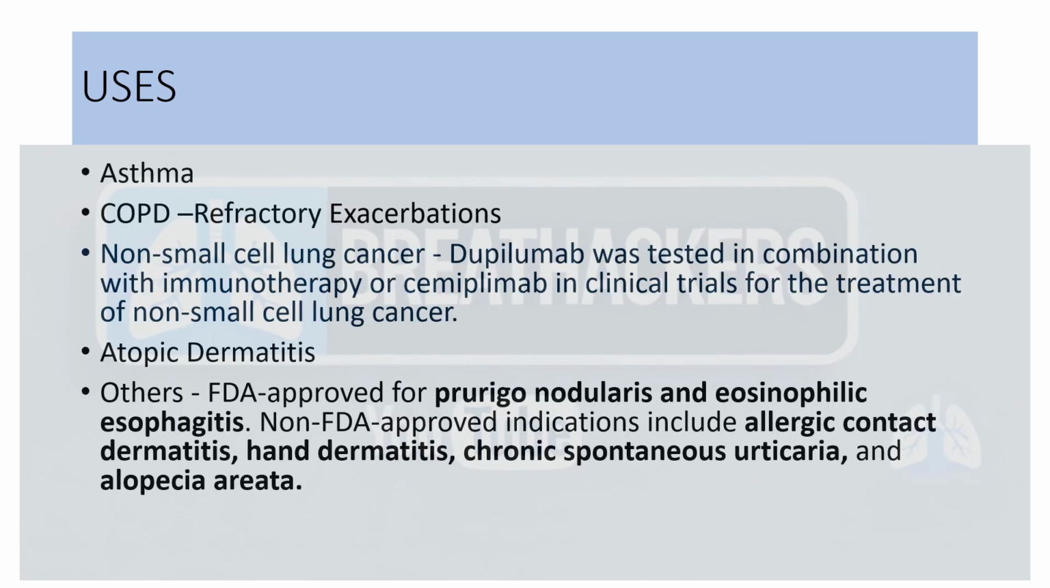Coming to uses, so the one we all know is asthma, then recently approved in GOLD guidelines also, that is COPD, but in refractory exacerbation, then non-small cell lung cancer. So it is being tested in combination with immunotherapy, Cemiplimab, in clinical trials for the treatment of early non-small cell lung cancer, but it is still in the trial phase. Then we have atopic dermatitis, and the other FDA-approved indications include prurigo nodularis, eosinophilic esophagitis, allergic contact dermatitis, hand dermatitis, chronic spontaneous urticaria, and alopecia areata.